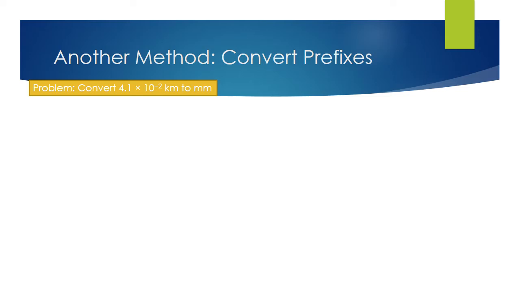Let's suppose you need to convert kilometers to millimeters. You're given 4.1 times 10 to the minus second kilometers and need to convert it to another prefix.